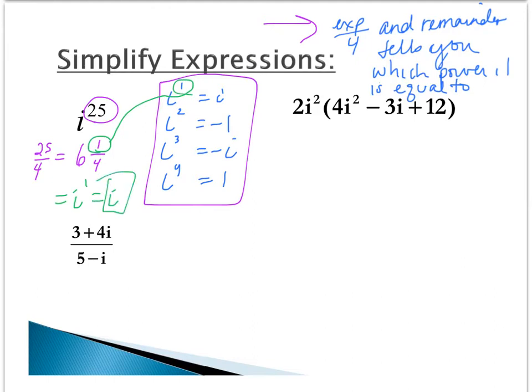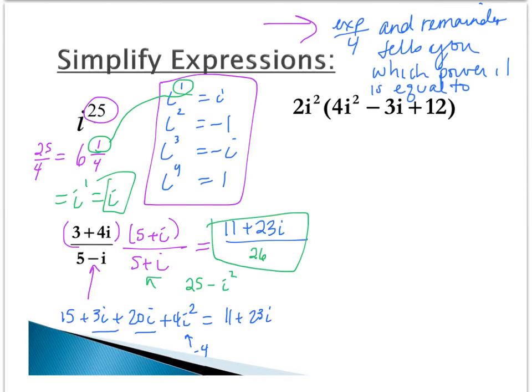On the problem on the lower left, we are not allowed to leave an i in the denominator because an i is really a radical of -1. So I need to multiply by the conjugate, and the conjugate is going to be 5 plus i over 5 plus i. The complex conjugate is the same binomial, we just switch the sign in between the real and the imaginary terms. After we do this, we FOIL across the numerator and the denominator, and then we simplify. After FOILing, you'll see that my numerator simplifies to be 11 plus 23i, and my denominator simplifies to be 26.